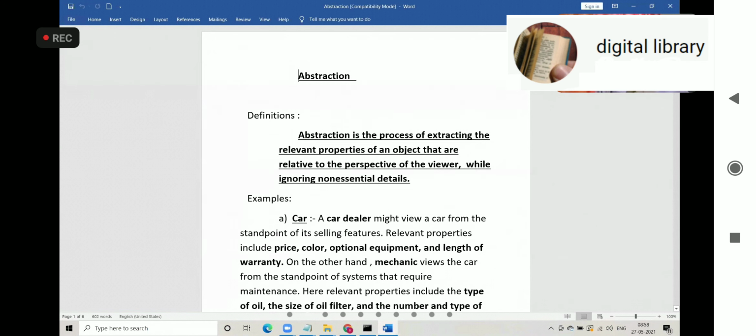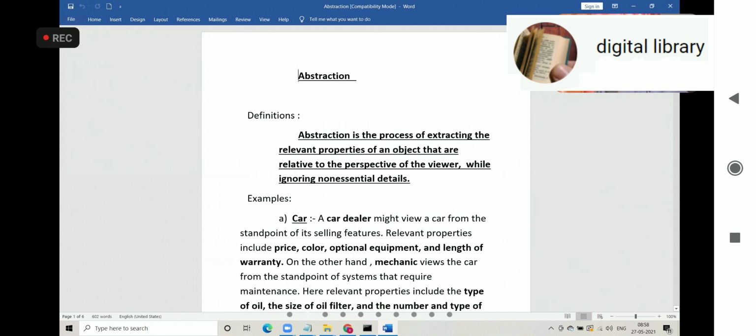At the same time, if a mechanic looks at that car, the mechanic will obviously try to see the color and cost and model and start, stop. But apart from these, the mechanic will try to explore internal details of that car. The mechanic will try to understand, or should know, internal details of that car because that is his perspective. So this is all about abstraction.